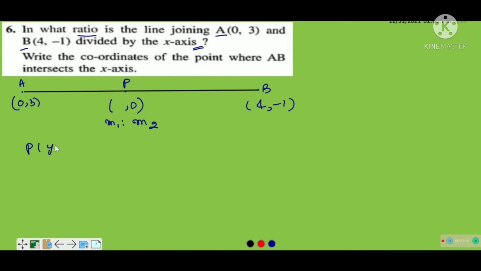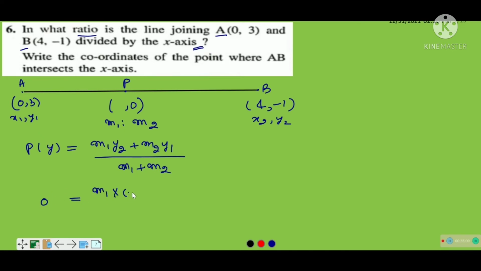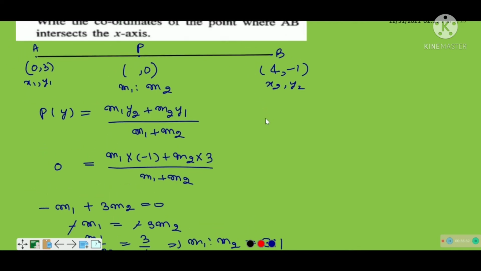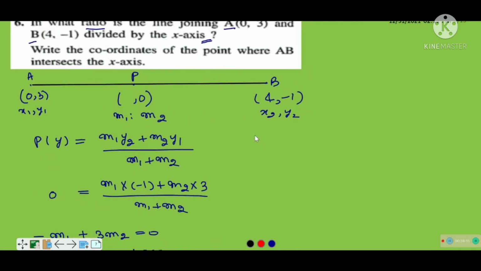Then apply section formula for the y coordinate of P. Coordinate of P is 0. m1 हमें find out करना है. y2 is -1. m2 we have to find and y1 is 3. Cross multiply. m1 upon m2 is equal to 3 upon 1, means m1 ratio m2 is equal to 3 ratio 1. P divides the line segment AB in the ratio 3:1.